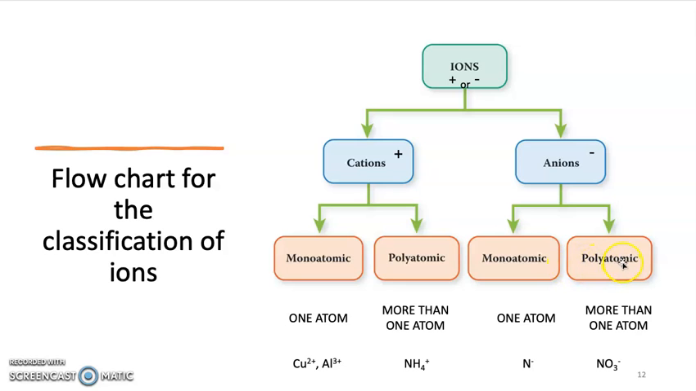For the polyatomic anions, these are ions that contain more than one atom. For example, NO3 minus, nitrate ion. This ion contains a total of 4 atoms from 2 different elements, nitrogen and oxygen. So 1 nitrogen and 3 oxygen. So I'm going to stop here, and then you will watch another YouTube video in detail on how you classify the type of ion.